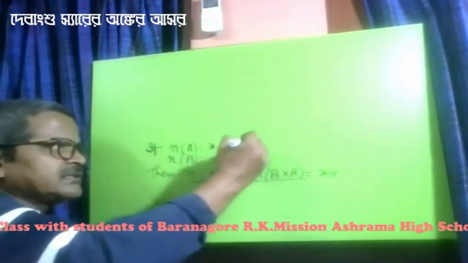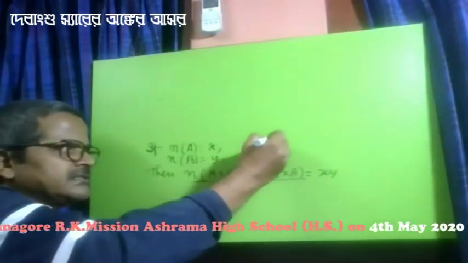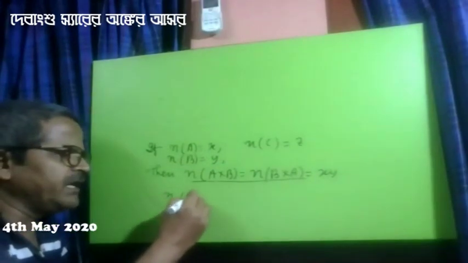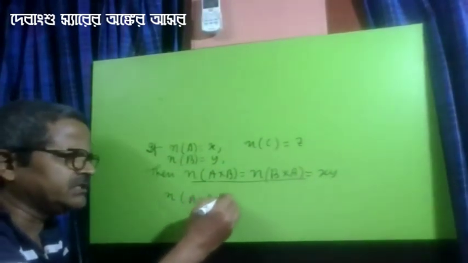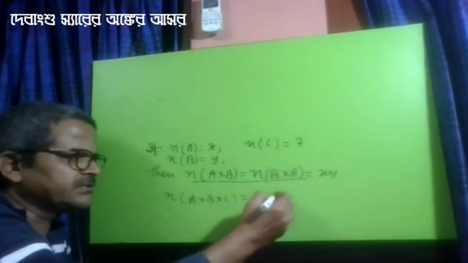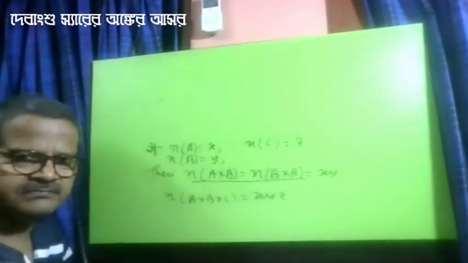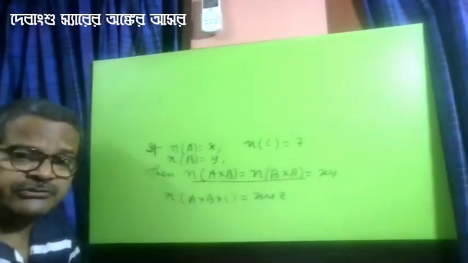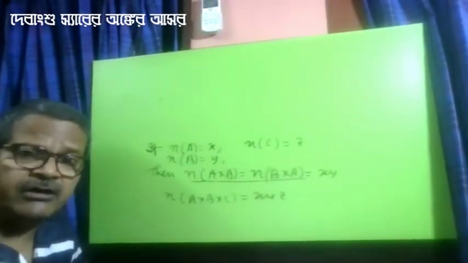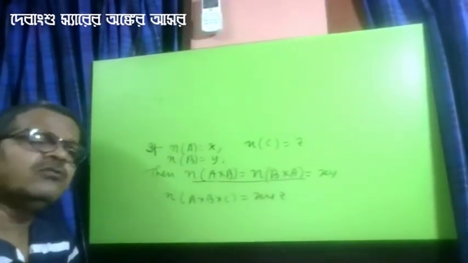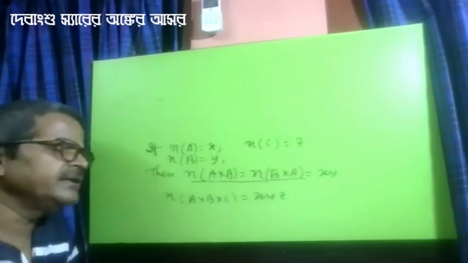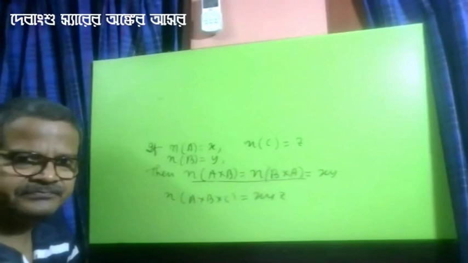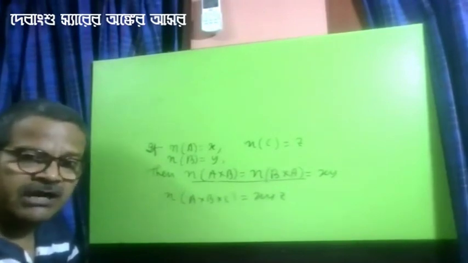If we take a third set C, n(C) is equal to z, then n(A×B×C) will be xyz. You take A×B×C, or A×C×B, or B×C×A, or B×A×C, whatever combination you take, all have xyz elements. Now you can count elements.